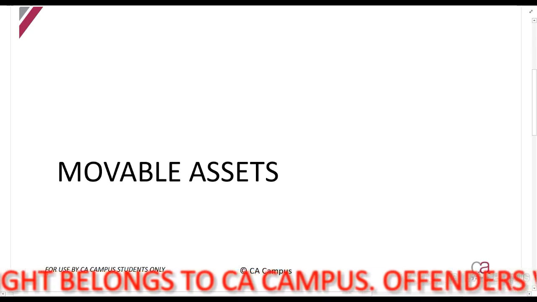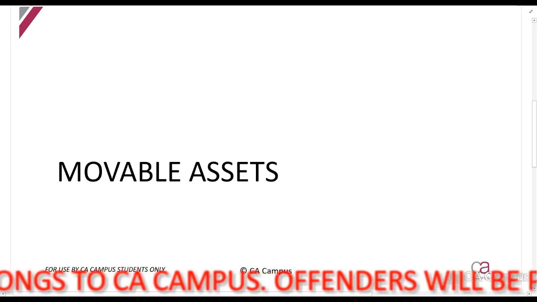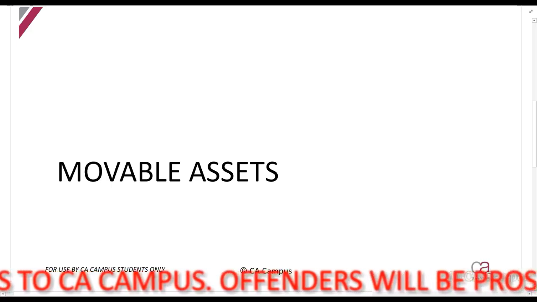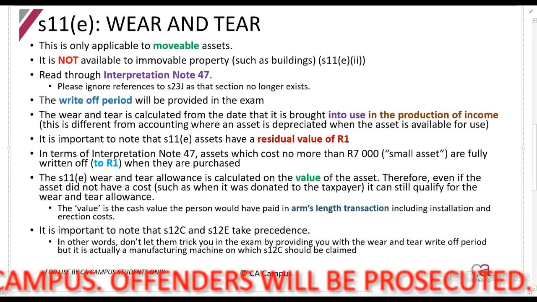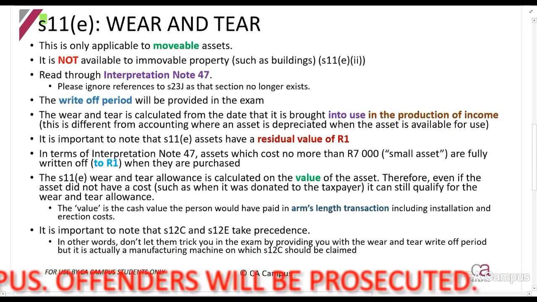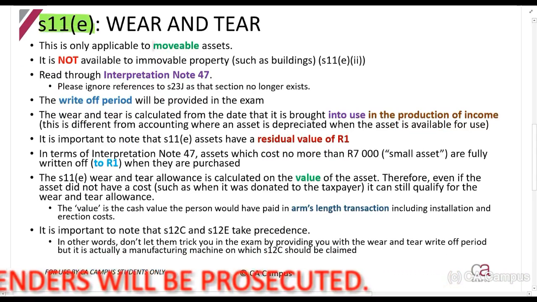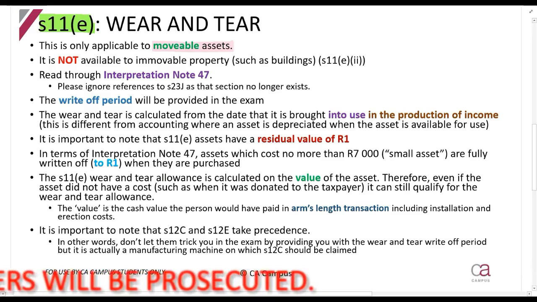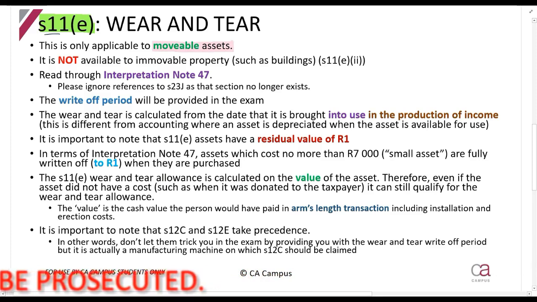Right. So movable assets. Very important section in your syllabus, one that you will definitely see quite often. Also very, very popular when it comes to things like recoupments. Now, in this section we are going to be looking at section 11E, which is the section applicable to movable assets. So remember, section 11 is where all our deductions sit. So this is a deduction, but it's a capital allowance at the same time.